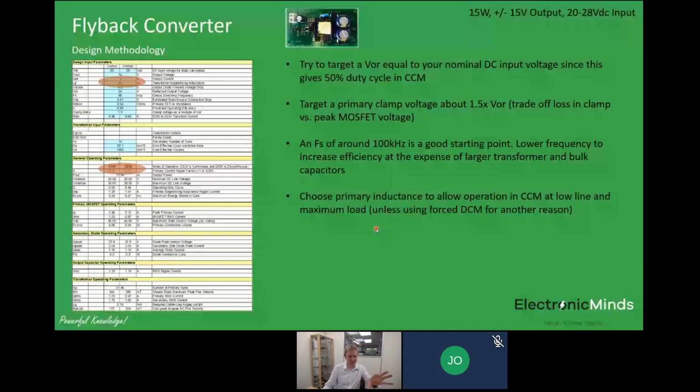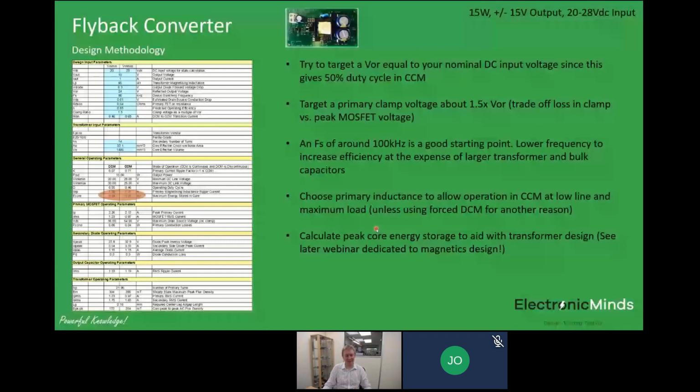Your cheat sheet that you build here, a key output of that is going to be the peak core energy storage, because that feeds in then to how you go about designing your magnetics. And you can see here I've highlighted, it's not a lot of energy we're talking about. So this is a 15 watt converter. We're storing 0.24 millijoules. So it's tiny amounts of energy, but you need to know how much that is, because that feeds into the later magnetics design.